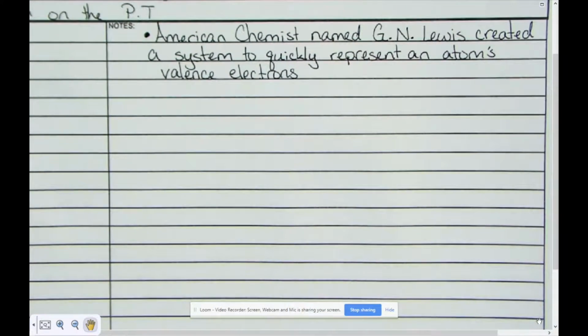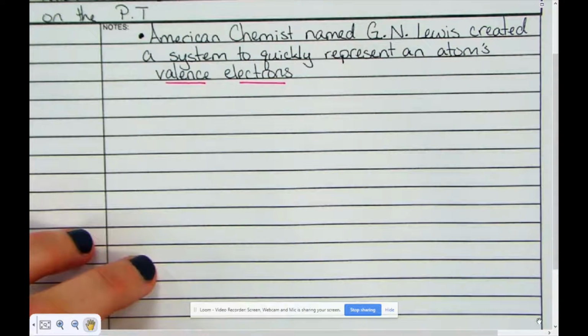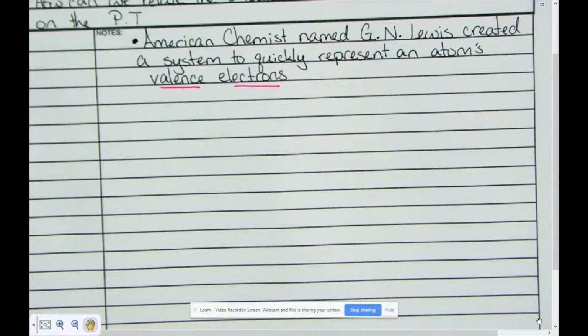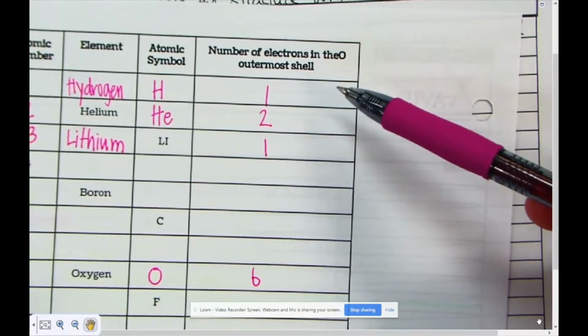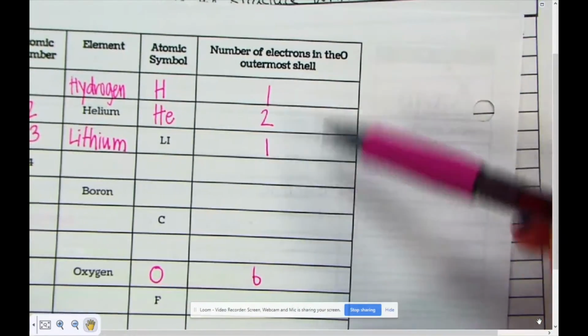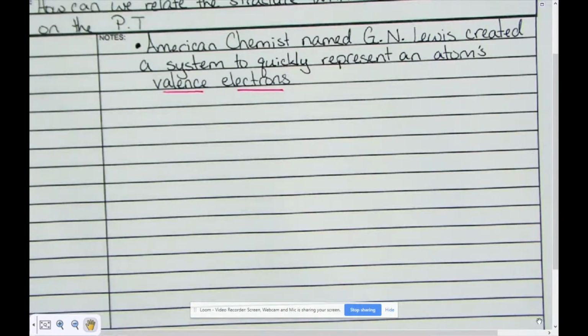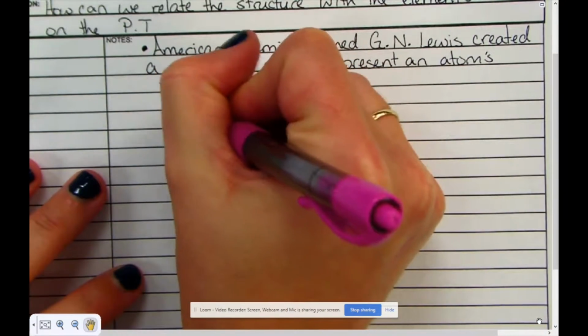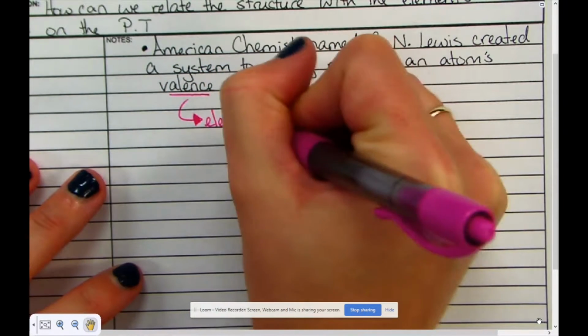Now, valence electrons are something we have mentioned in this class before. Does anybody remember what a valence electron is? Yeah? The electron in the outermost ring. Good. You guys just spent 10 minutes figuring out the number of electrons in the outermost ring, which means what were all of these electrons? Valence electrons. You were determining valence electrons. Okay? So valence electrons are the electrons in the outermost energy level.